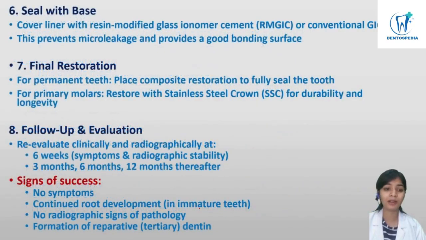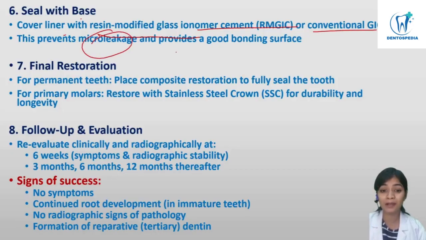Then you have to seal it with the base. Cover the liner with a resin modified GIC (RMGIC) or conventional GIC. It will prevent microleakage and provide a good bonding surface. Now do the final restoration. The remaining cavity is sealed with a definitive strong restoration like composite or stainless steel crown to ensure a tight seal that prevents bacteria from penetrating and infecting the pulp.